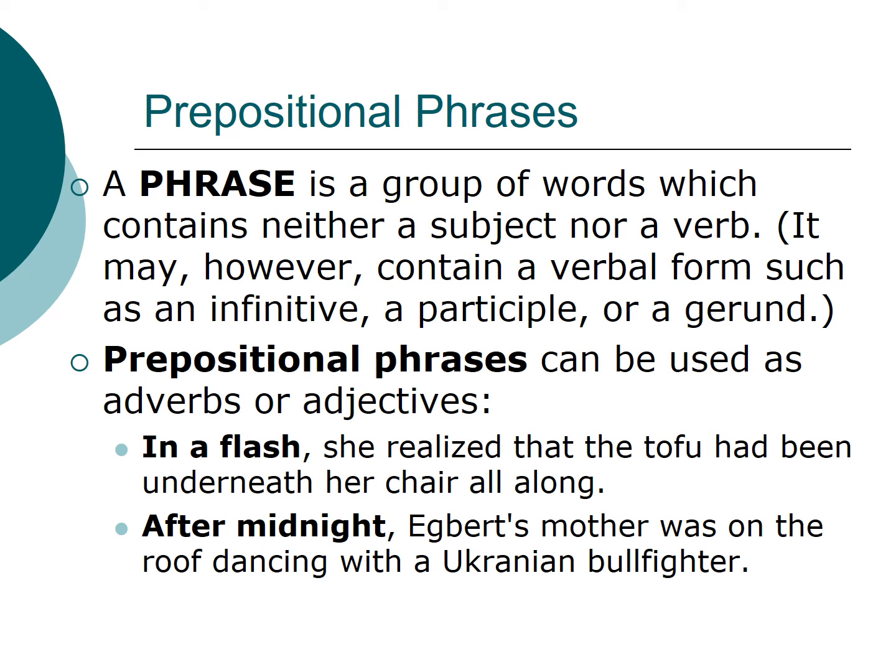I have some phrases, like prepositional phrases. It's a group of words which contains neither a subject nor a verb. As we agreed together, the phrase doesn't have subject or verb. It may, however, contain a verbal form such as an infinitive, a participle, or a gerund. For example, when I say a prepositional phrase like "in a flash," do you know the meaning of this? It's not a meaningful sentence, but this is called a prepositional phrase.